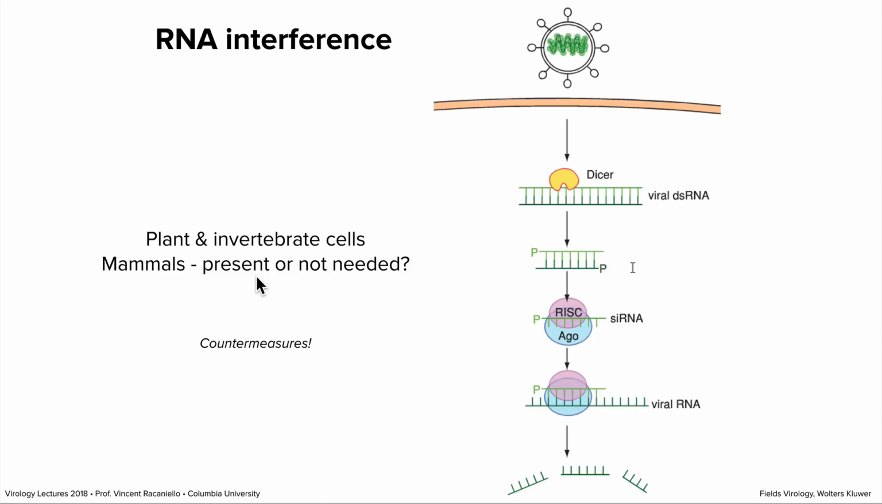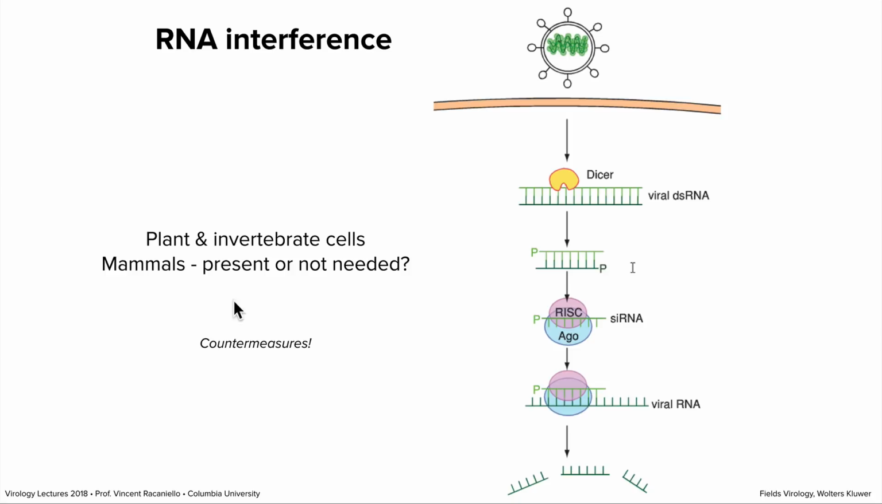Whether or not this system is present in mammals is controversial. A number of laboratories have been working on this. Some feel it's present, some feel it is not present in mammalian cells, and one of the ideas is that we don't need it because we have other forms of immunity that have evolved. So this is an ongoing area of investigation.